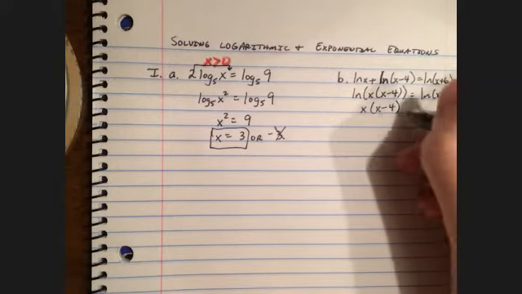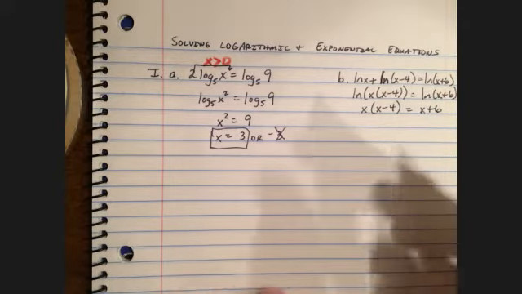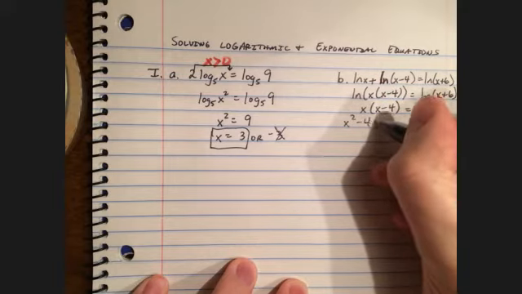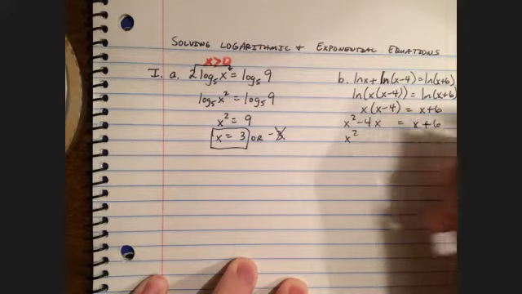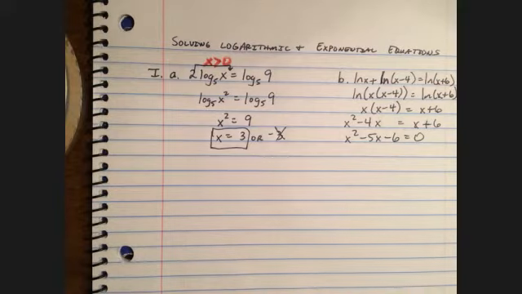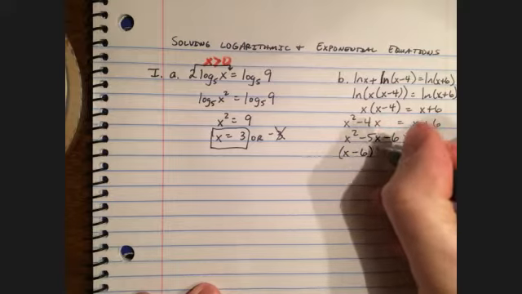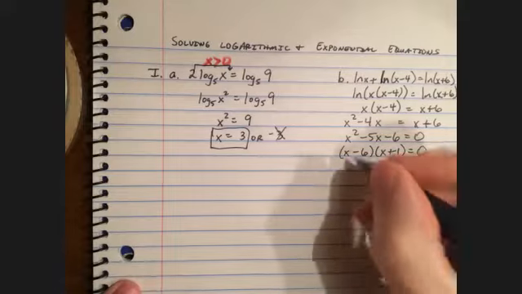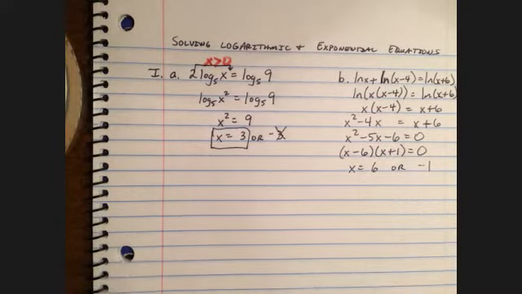So now it's x times x minus 4 is equal to x plus 6. So now it's just a matter of working this problem out. So you could have x squared minus 4x is equal to x plus 6. Get everything to one side. x squared minus 5x minus 6 is equal to 0. We can factor that as x minus 6 and x plus 1. So it looks like we have two possible answers of 6 or negative 1.